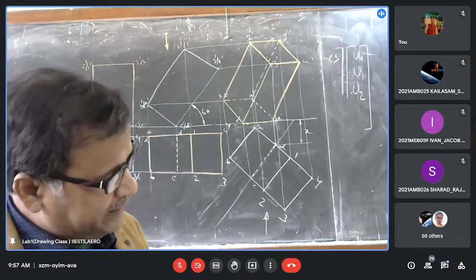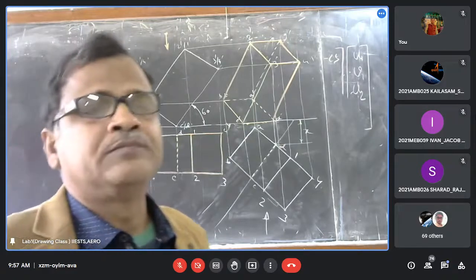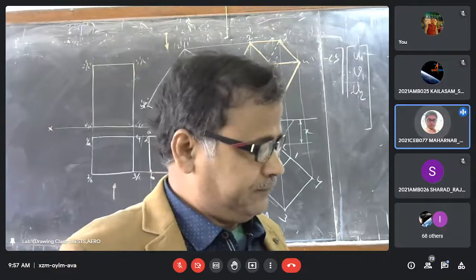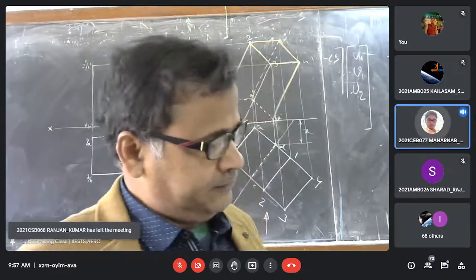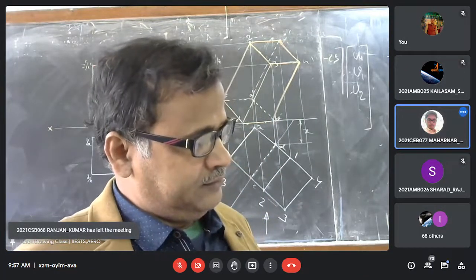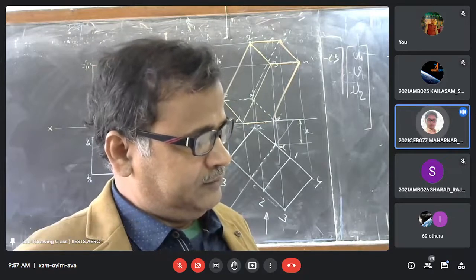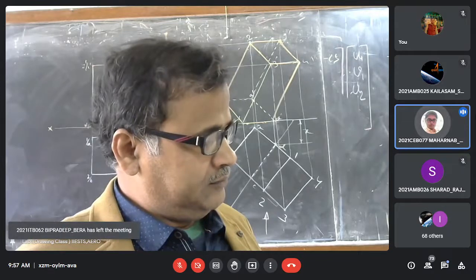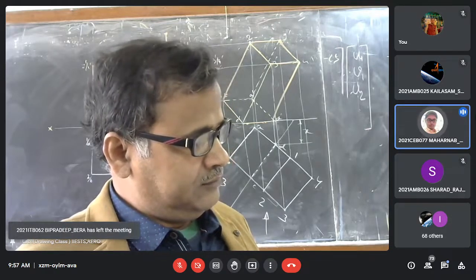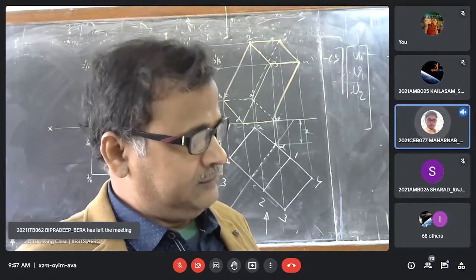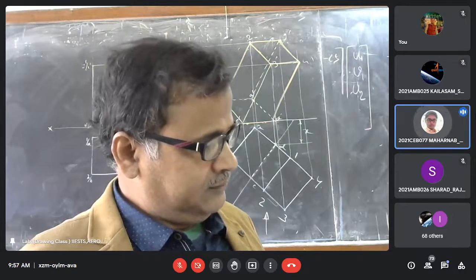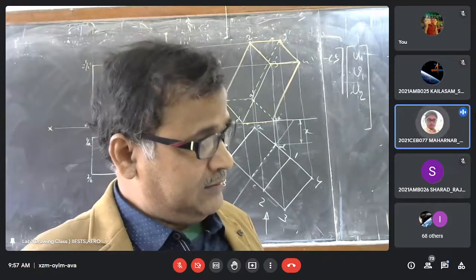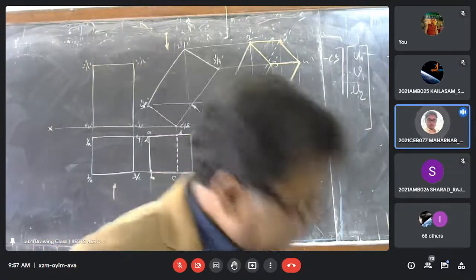Now, anybody can read problem 2. Draw a plan and elevation of a right hexagonal prism, base edge 20 millimeter and height 50 millimeter, having one of its base edges on the horizontal plane and inclined at 45 degree to XY, the rectangular face containing the edge being inclined at 30 degree to the horizontal plane.